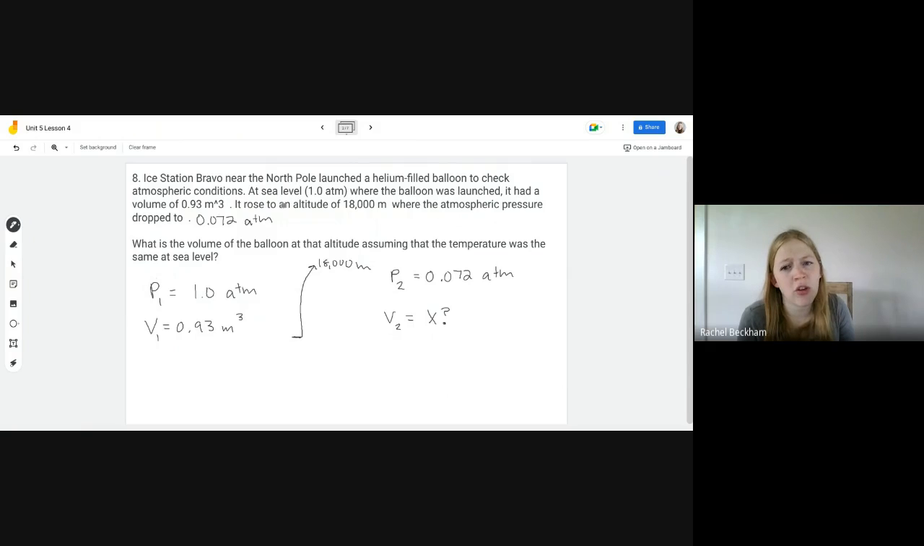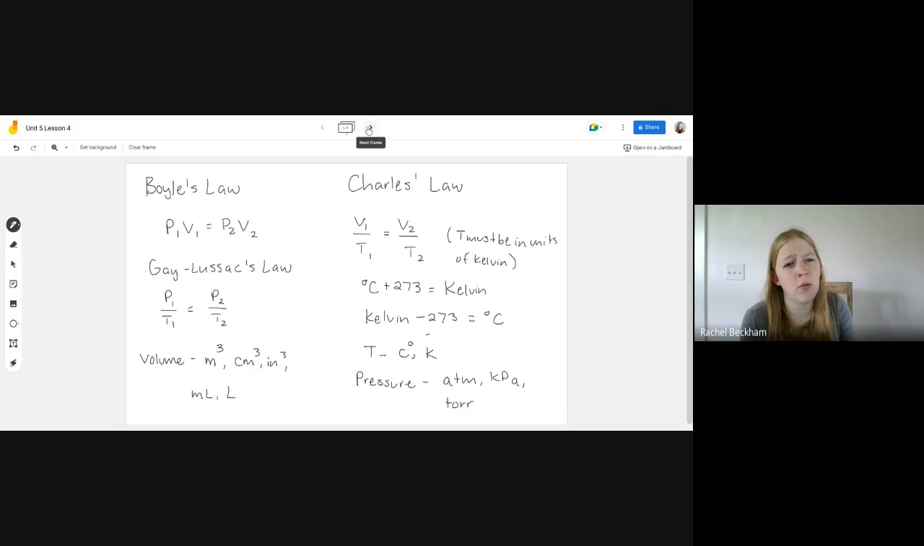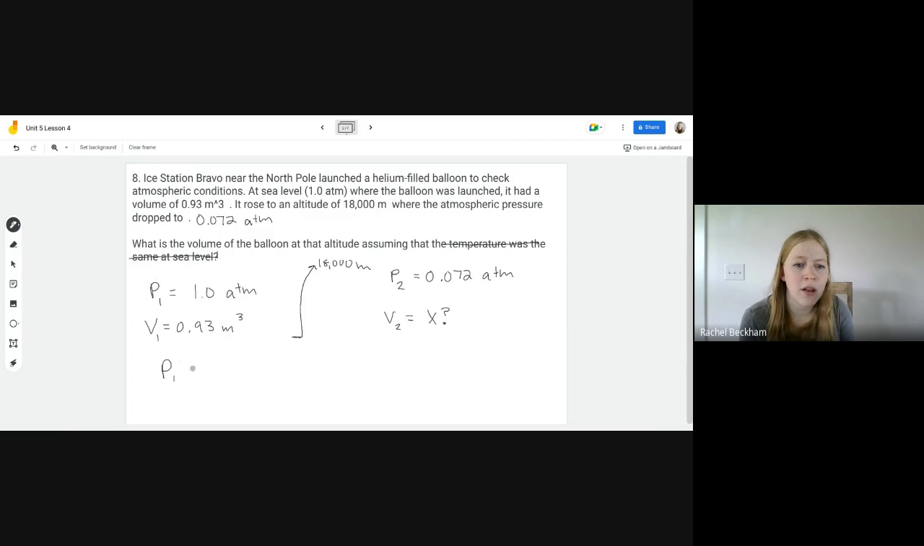So what equation should we use? It says, assuming that the temperature was the same. If you see something about something being the same or constant, it means that you can scratch it out and you don't have to solve for it or find it, because it's the same before and after. It's a constant variable, so you don't have to worry about it. So we need an equation that has P1 and V1 in it and P2 and V2, which is going to be Boyle's law right here. So let's go ahead and write that down: P1 V1 equals P2 V2.